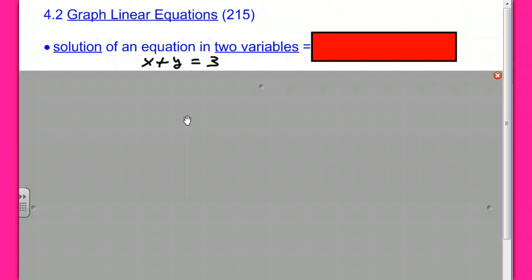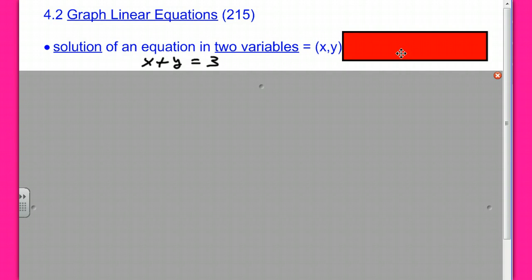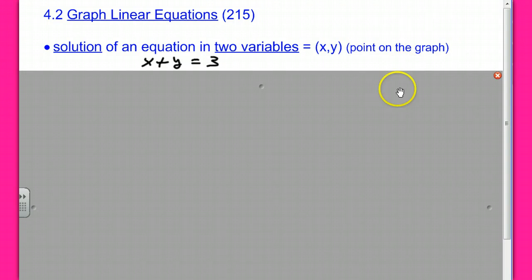Lauren. 1 and 2. She just said 1 and 2. So her solution wasn't just a single number. Does that make sense? So her solution is, are you saying that x is 1, Lauren? If x is 1, then y is 2. Is that a solution? Yes. So she's giving us two numbers, x and y. And two numbers represents what? An xy pair represents what? A coordinate. A point. The coordinates of a point, right. A point on the graph.